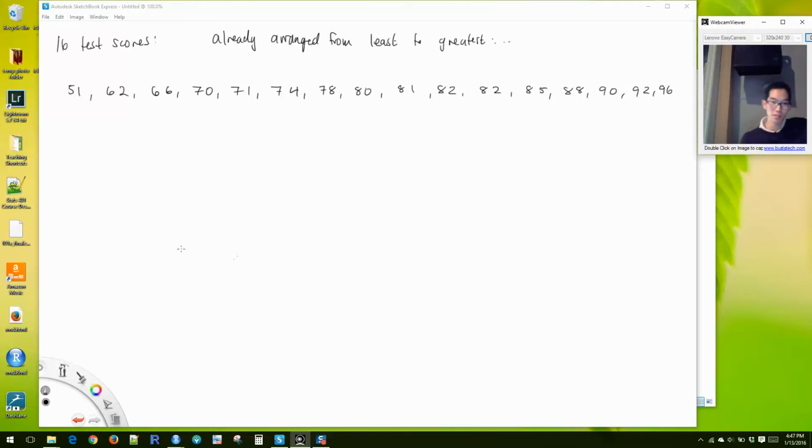Okay, so report to me our 5 values that we want: the min, the Q1, the median, the Q3, and the max. And this should also give us the range and IQR.